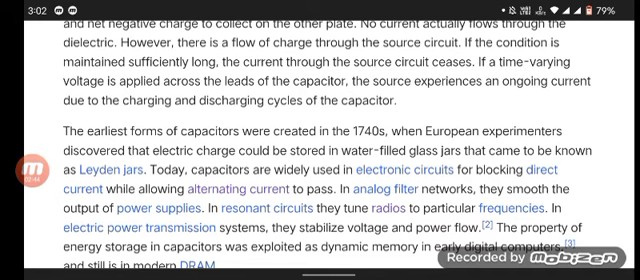The earliest form of capacitors were created in the 1740s, when European experimenters discovered the electric charge could be stored in water-filled glass jars that came to be known as Leyden jars. Today, capacitors are widely used in electronic circuits for blocking direct current.